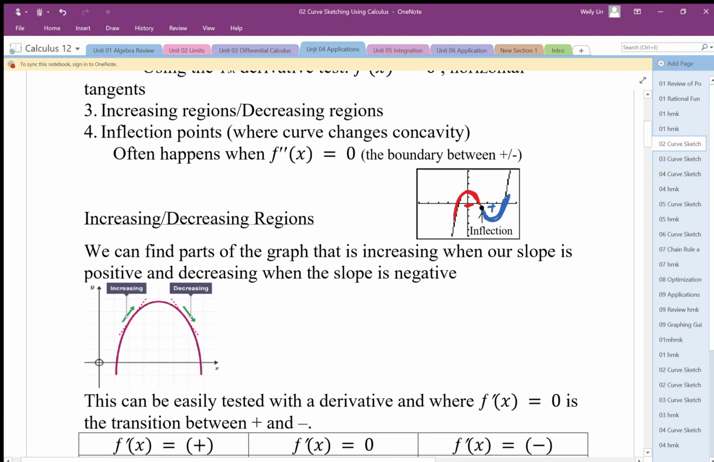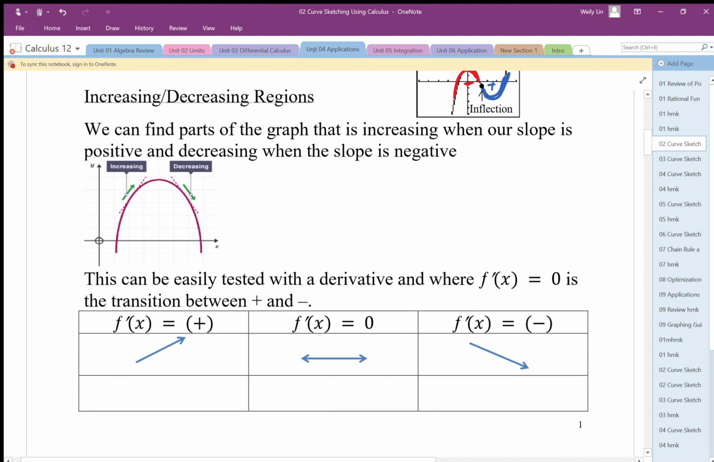So we're going to show the increasing and decreasing regions using a slope chart. Basically we want to know where the graph is positive and negative, and the transition between positive and negative is when the slope is equal to 0. So this is what the key then is: we're going to look for where the slope is equal to 0.